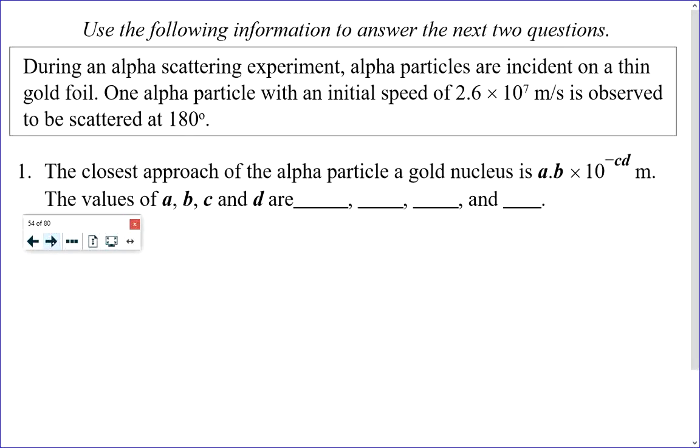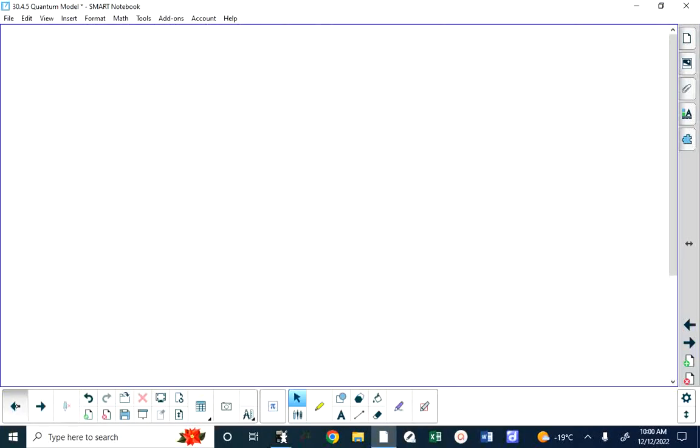So the first example says, during an alpha scattering experiment, alpha particles are incident on a thin gold foil, and one particular alpha particle has an initial speed of that. You need to understand that in this context, when I say that's the initial speed of the alpha particle, that's the speed of the alpha particle before it's gotten anywhere near the gold nucleus. Just a reminder here, everyone, of what's going on in alpha scattering.